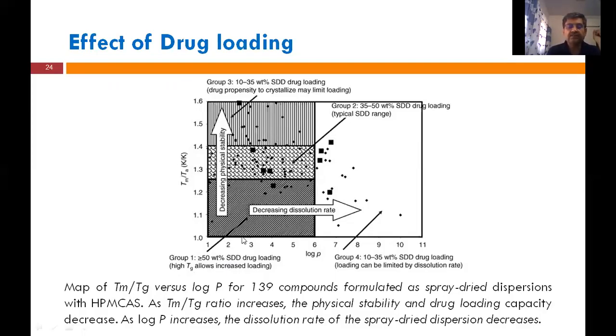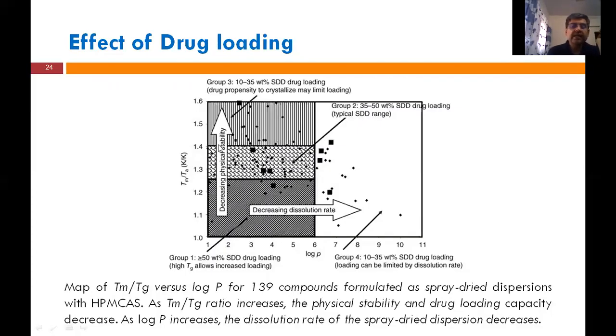Unfortunately, these are very rare cases that we encounter practically, because the ratio of the Tm by Tg is not usually in this particular range. Group 2, which is shown by this region, contains a drug loading of 35 to 50%, and this is the typical solid dispersion range, which means this is the typical range of the API that is loaded in the solid dispersion. And in this case, the Tm by Tg ratio is somewhere around 1.3 to 1.4.